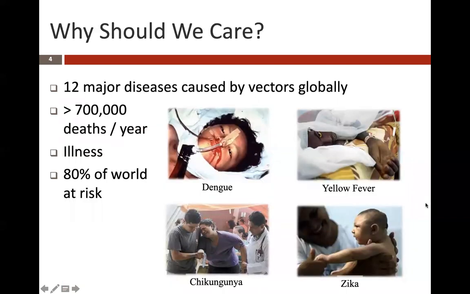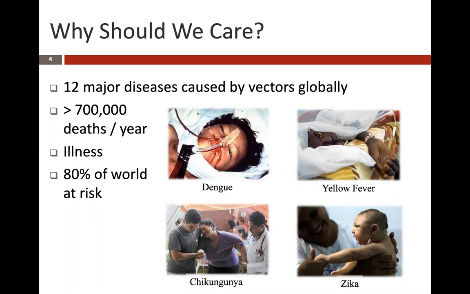Now, why should we care about those diseases? I mean, okay, we are in COVID times, so we do care about disease, I suppose, but why should we care about those vector-borne diseases? Well, there are 12 major diseases caused by vectors globally, and those cause over 700 deaths per year. But that doesn't account for all the people who fall ill from some of these viruses. And some of them are very, very ill.